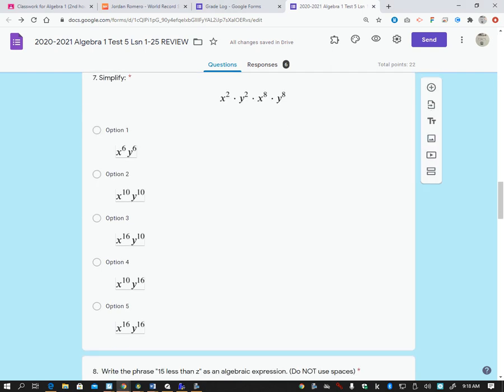All right, number 7. Now this is multiplication. When we have multiplication, we're not dealing with like terms here, correct? We're talking about exponents. What do I do whenever I'm multiplying bases that are the same, like an x and an x or a y and a y? What do I do with their exponents? Add them. So I've got an x squared and x to the eighth. I should get x to the 10th. I've got a y squared and a y to the eighth. I should get y to the 10th. So x to the 10th, y to the 10th. We're good there? Excellent.